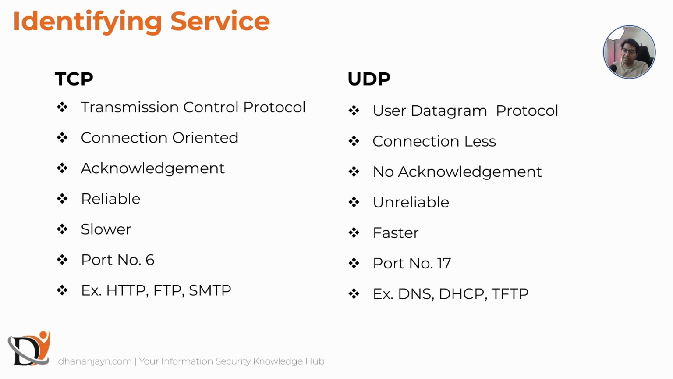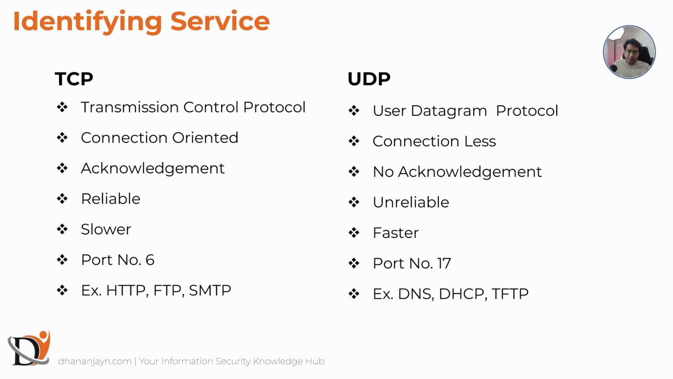One is TCP and the other one is the UDP service. People usually get confused between services and protocols. So TCP and UDP, these are the services. HTTP, FTP, SMTP, as you can see in the last row of the first column here, these are the protocols. Again, DNS, DHCP, TFTP, these are the protocols, but these protocols fall under UDP.